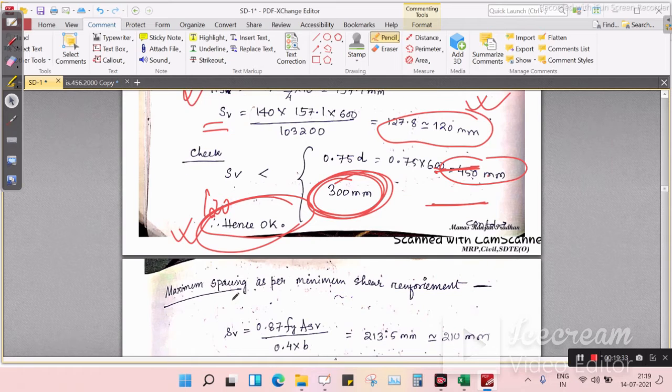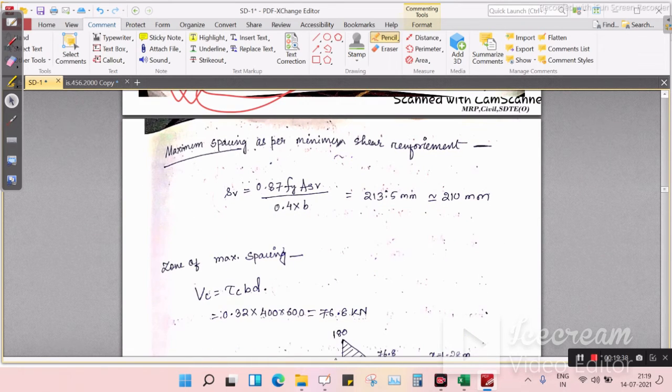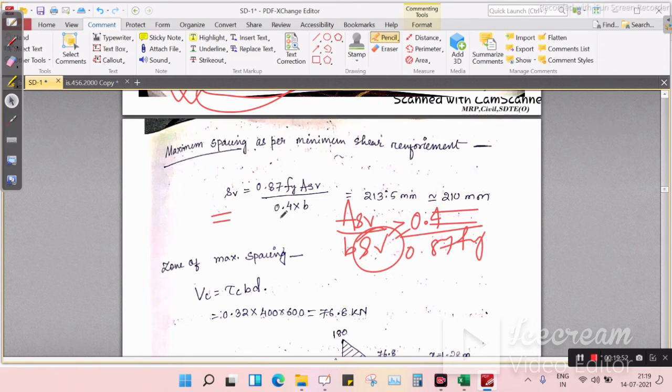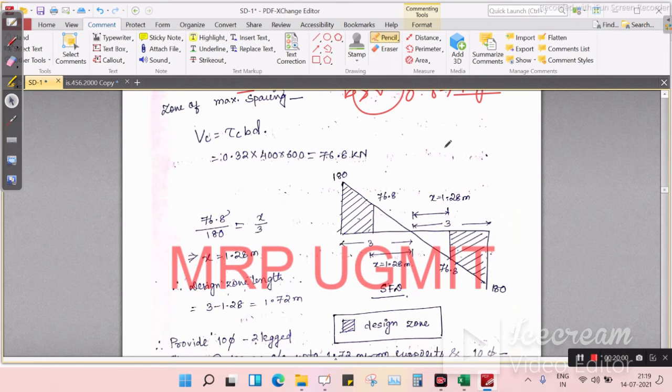Okay. Next, maximum spacing. So maximum spacing is 210. From which formula? That is Asv by b sv should be greater than or equal to 0.4 by 0.87 fy. In fact, from this we will get sv. So this is the formulation for maximum sv. We got it as 210 mm. Next, zone of maximum spacing.